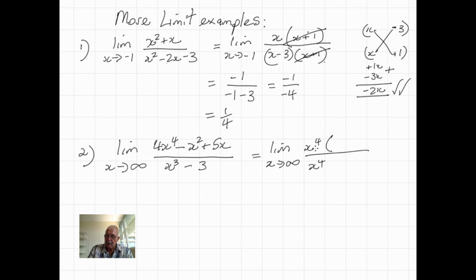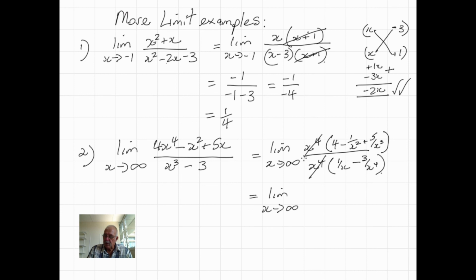What do we get when we take x to the 4th out of the top? So we get 4 minus 1 over x squared plus 5 over x cubed. All looking good. Here, when we take x to the 4th out the front, we will have 1 over x. And then here, when we take x to the power of 4 out the front, we'll get 3 over x to the power of 4. All looking good, so we've got the limit as x approaches infinity.